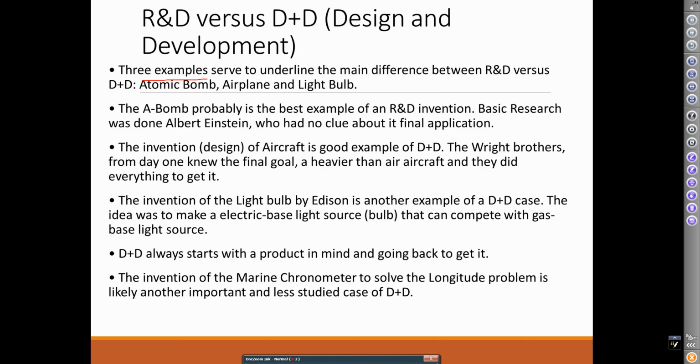So the idea was to make an electric-based light source, a bulb that can compete with the gas-based light source. Actually, this third example is very close to design and development, because both concepts were presented, the design concept and the development concept. But what is the result of this approach if we recognize R&D as design and development?